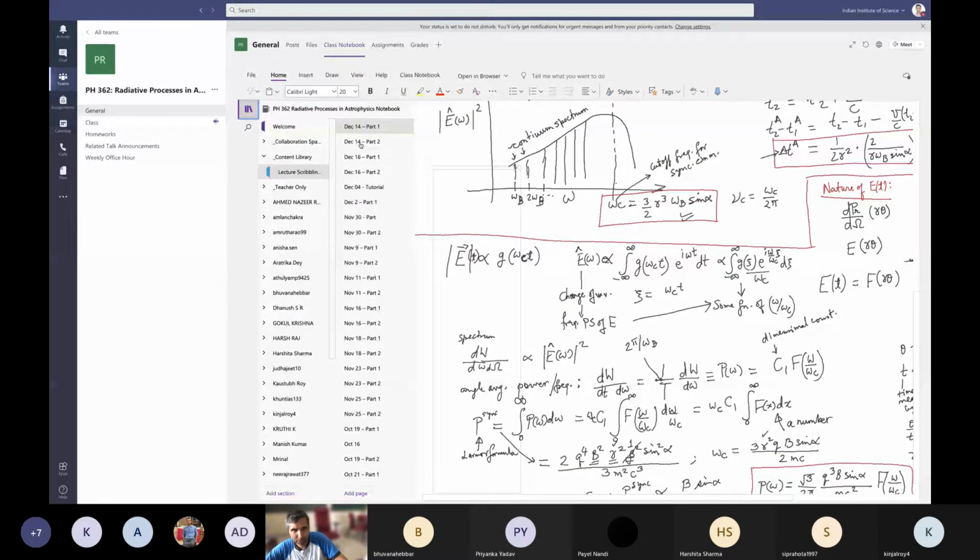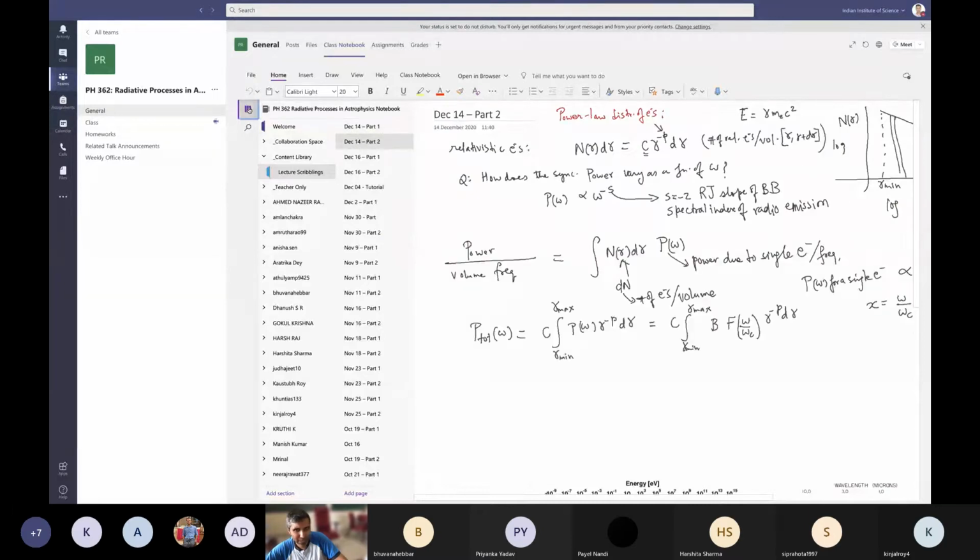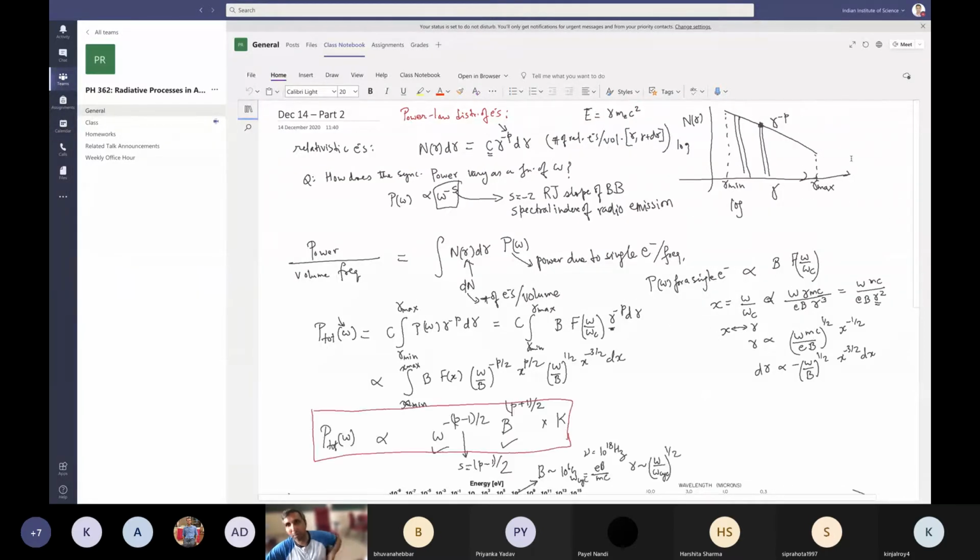Okay, so after that one particle treatment, we dealt with a power law population of electrons, and asked how the power due to this power law distribution of electrons varies as a function of frequency. What we did was combine this power formula, motivated in the previous slide, and add that power over all the electrons which have a distribution in energies, which is given here. All I did was this integral.